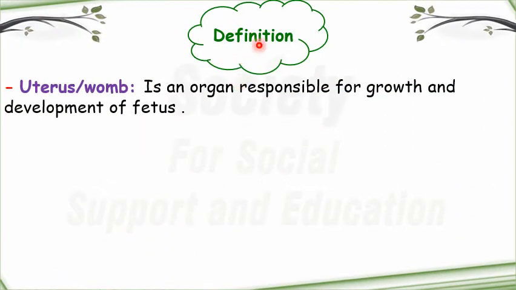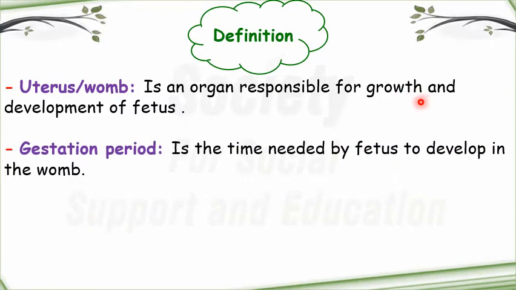Now we will have some definitions. We will start with the uterus or the womb. It is an organ responsible for the growth and development of the fetus. The main role of it is to help in the growth and the development of the fetus. The gestation period is the time needed for the fetus to develop in the womb. The gestation period in humans is 9 months.